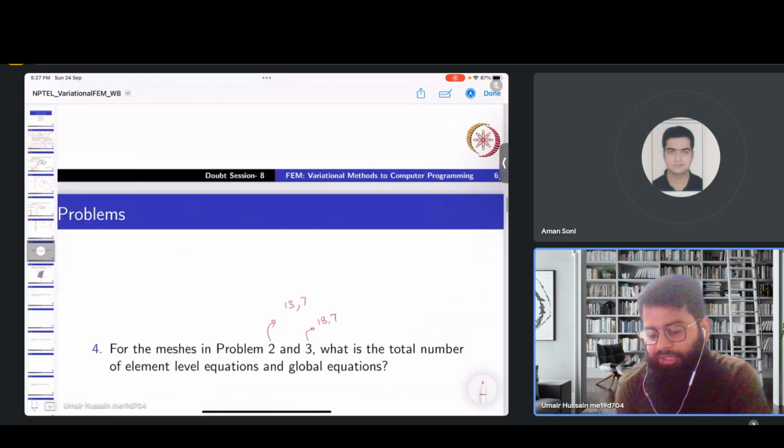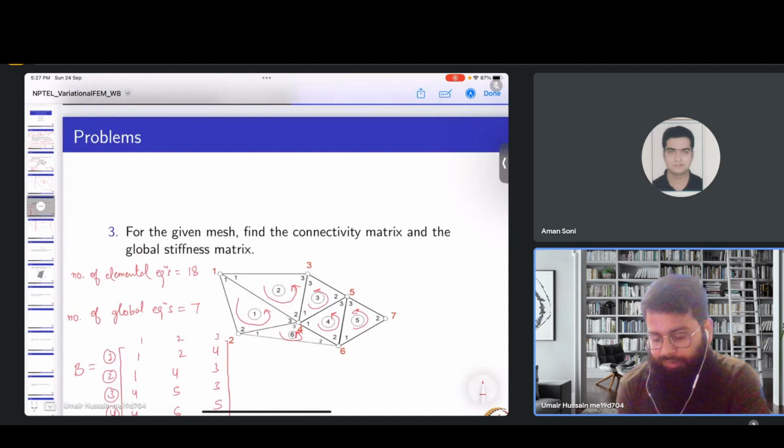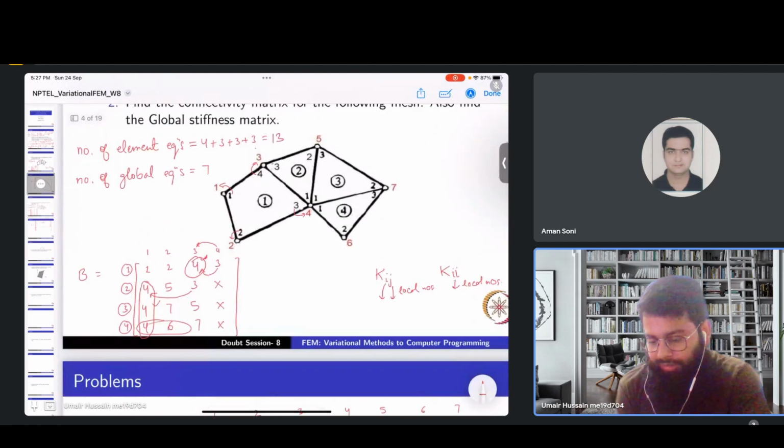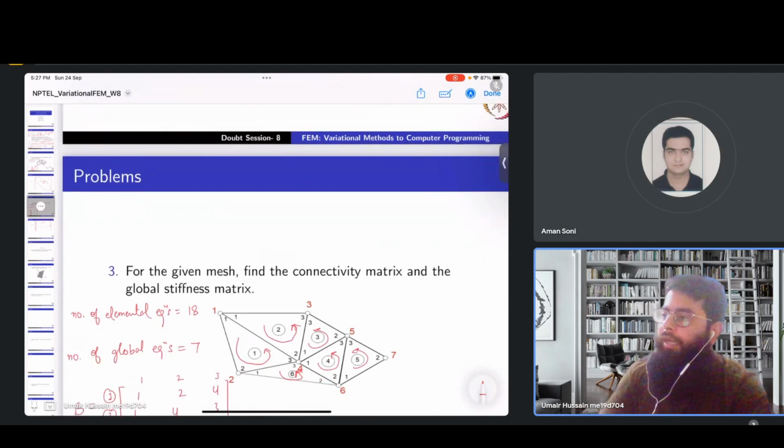So you see the above two meshes look kind of the same, right? Not the same, but they have the same number of nodes. And at the end, we are solving the same number of equations. But the way we have discretized the domain, or generated the mesh, will affect the total number of element level equations.